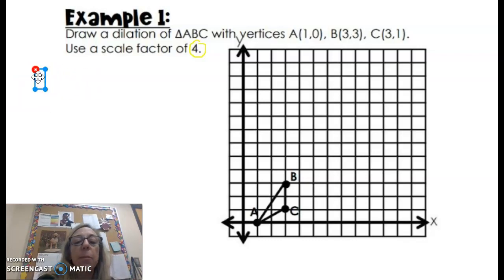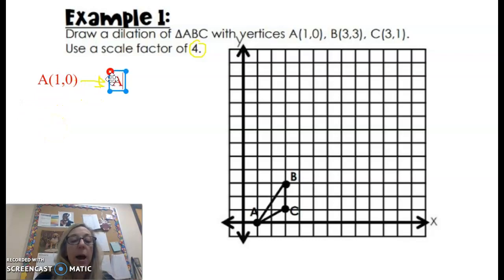You'll start by putting in the original coordinates. So we're going to write A, which is (1, 0). And I'm going to go ahead and draw an arrow because I know that's going to become a new point after my dilation with a scale factor of 4. And that will become A prime.